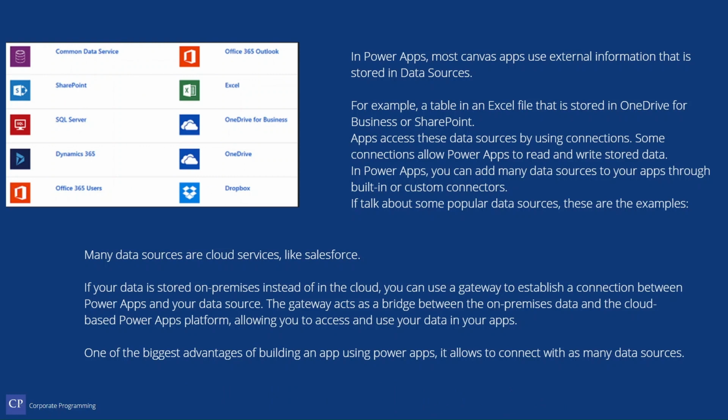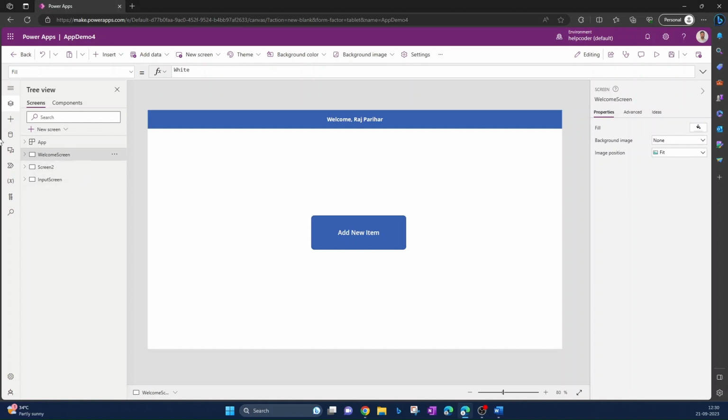Many data sources are cloud services like Salesforce. If your data is stored on-prem instead of in the cloud, you can use a gateway to establish a connection between Power Apps and your data source. One of the biggest advantages of building an app using Power Apps is that it allows you to connect with as many data sources as you would like. In a single app, you can connect multiple data sources. Let me show you quickly.